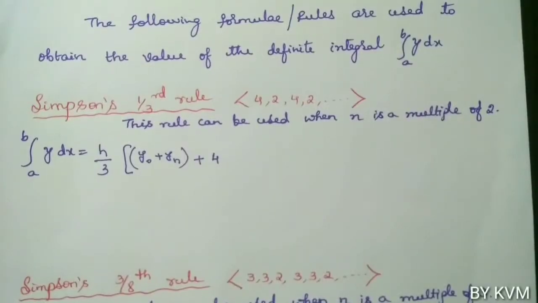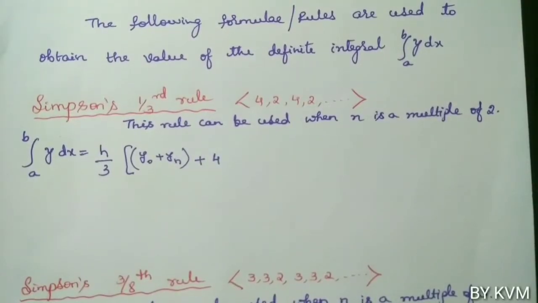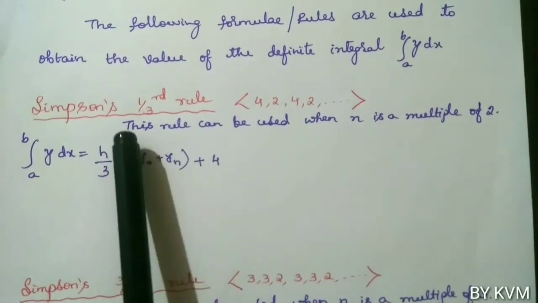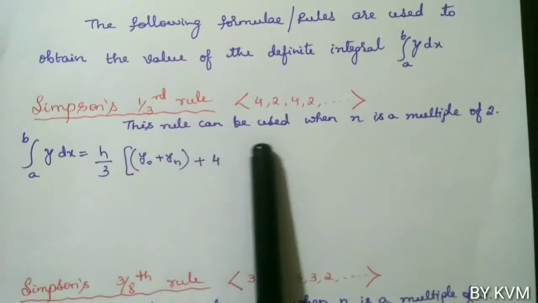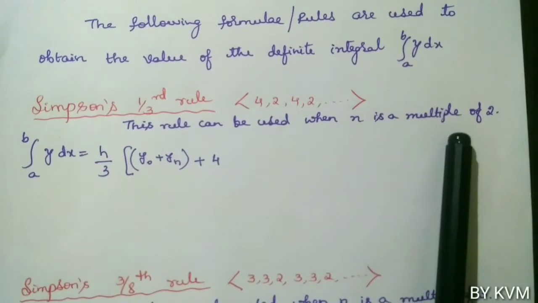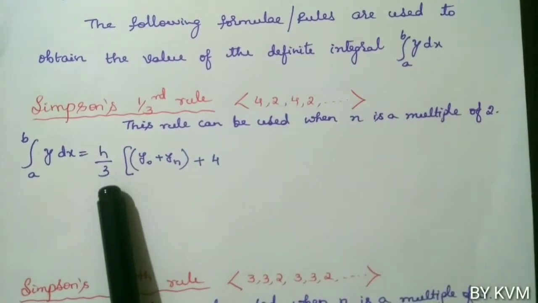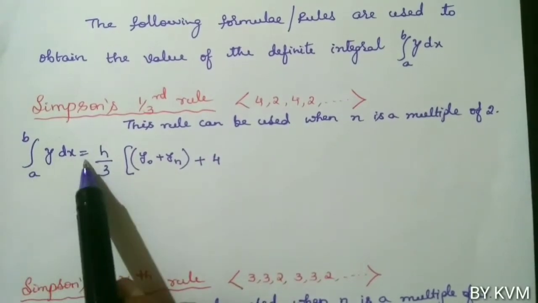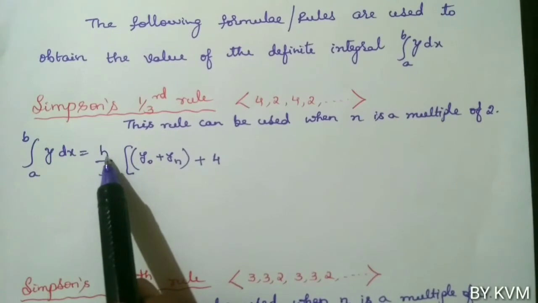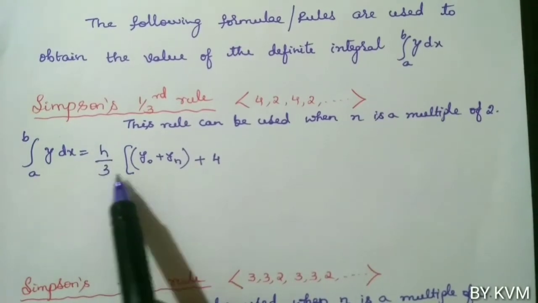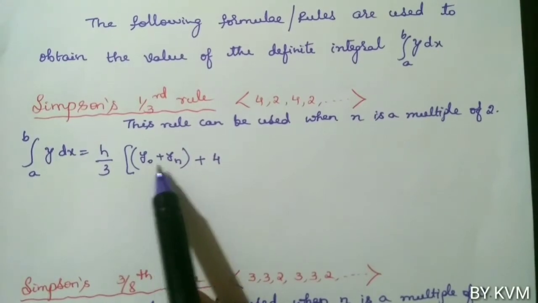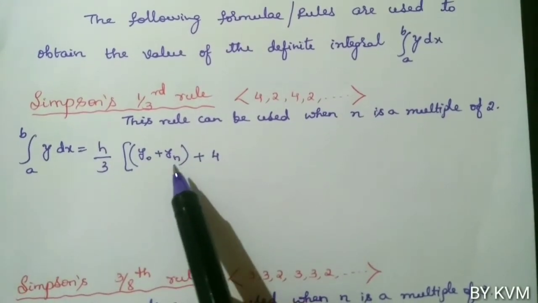So the following formulae or rules are used to obtain the value of the definite integral from a to b of y dx. Now the first rule is Simpson's one-third rule. This rule can be used when n is a multiple of 2. Now let us see the formula. Integral a to b y dx equals h by 3 times, the first value of y, y0, plus yn. yn means the last value of y.